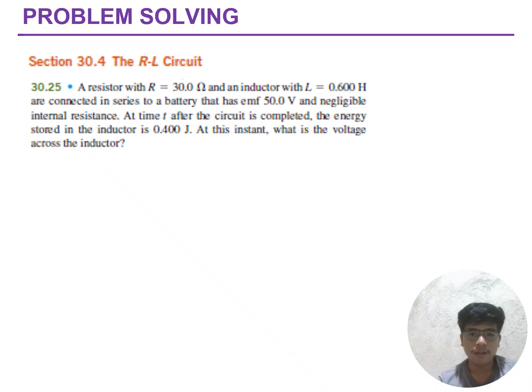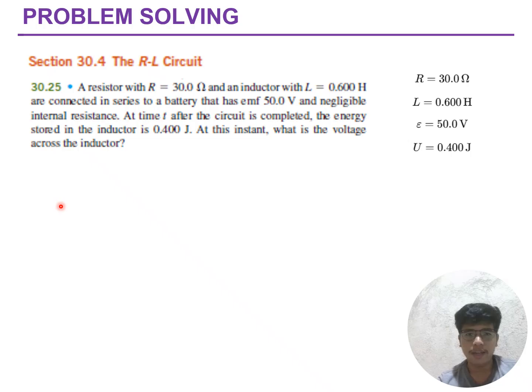Let us first list the given. We have the resistance of 30 ohms, the inductance L equal to 0.600 henries, then the battery EMF epsilon equal to 50.0 volts, and the energy stored in the inductor at time t, U, equal to 0.400 joules. At this instant, what is the voltage across the inductor?